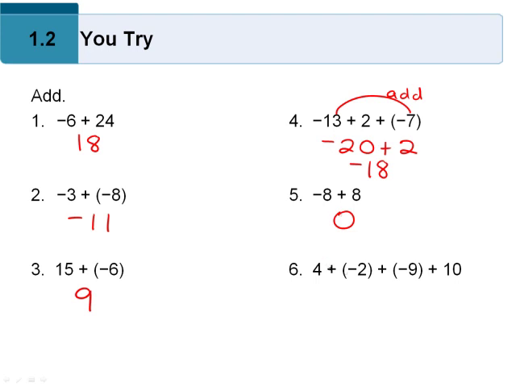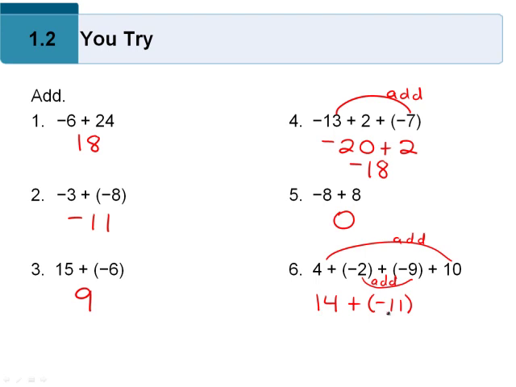I would look at the 2 positives, 4 and 10, and then I want to do the 2 negatives together. Okay? So 4 plus 10 is going to be 14. Okay? And then I want to add the 2 negatives. Negative 2 plus negative 9 is going to be negative 11 because you add and keep the sign. So on both of those we had to add because the signs were the same. Now look at what we have left.